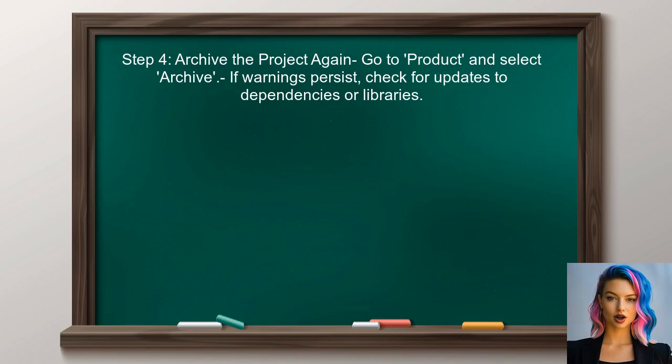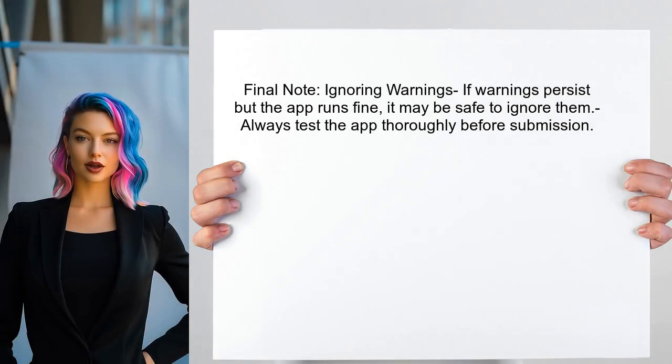If the warnings still appear, they may consider updating their dependencies or libraries, as outdated ones can sometimes trigger these linker warnings. If the user still encounters the warnings after these steps, it is generally safe to ignore them if the app runs without issues. However, they should monitor for any potential problems during testing.